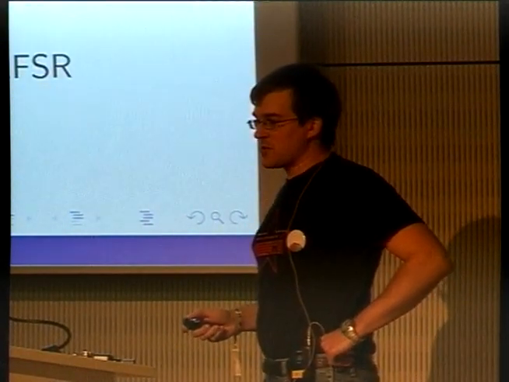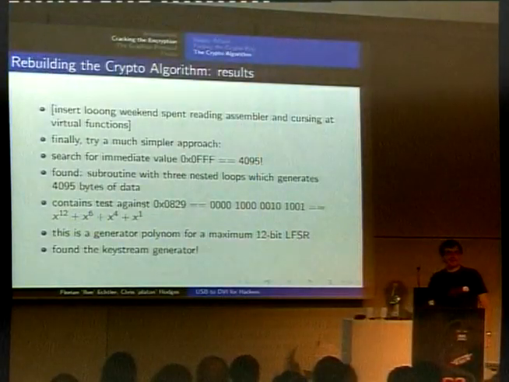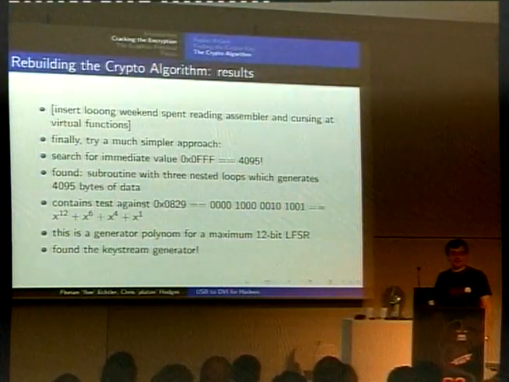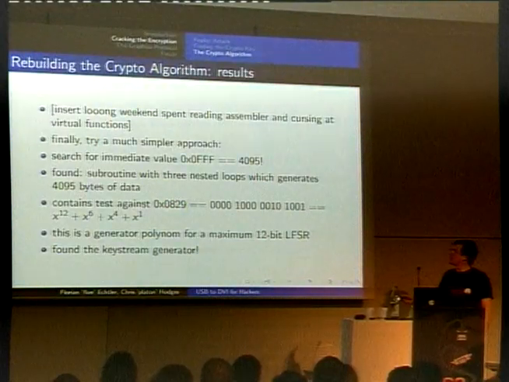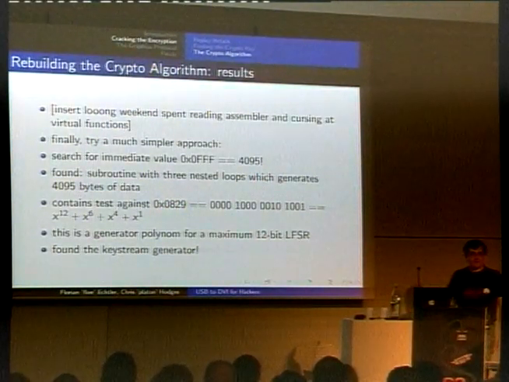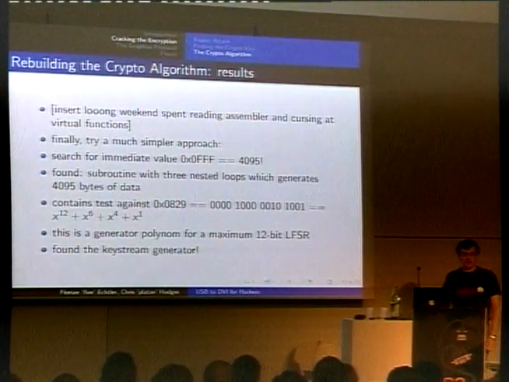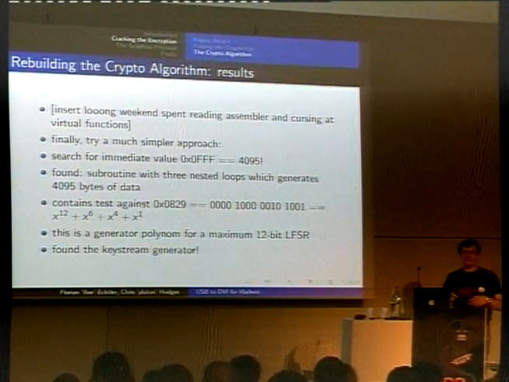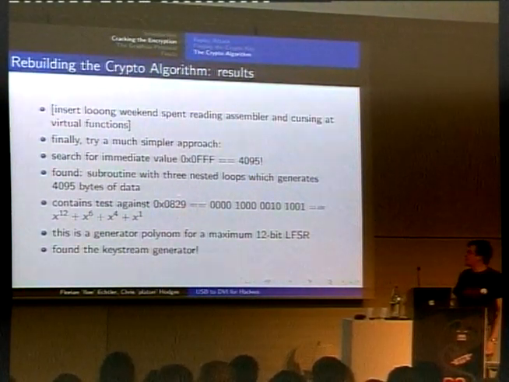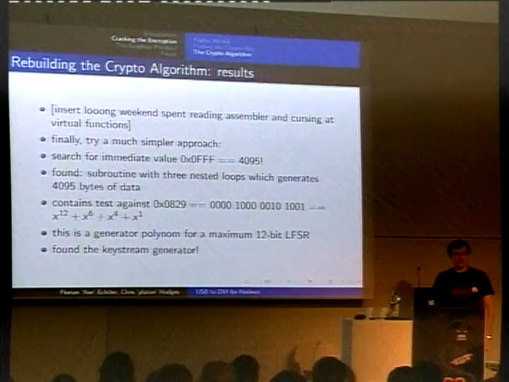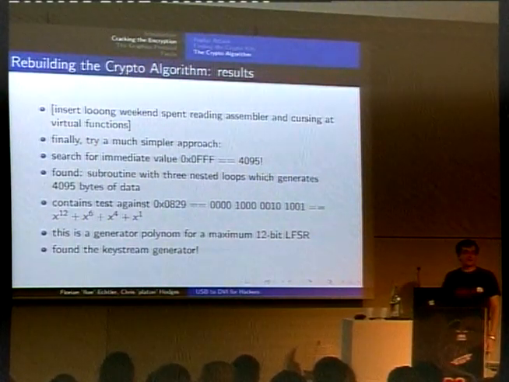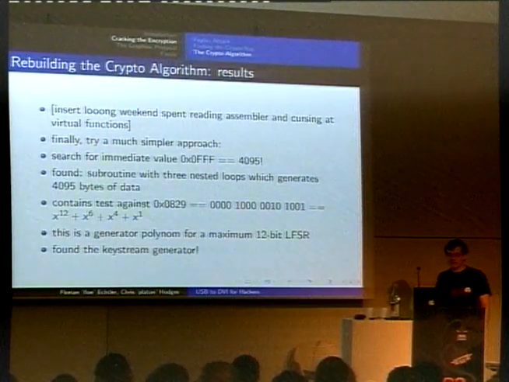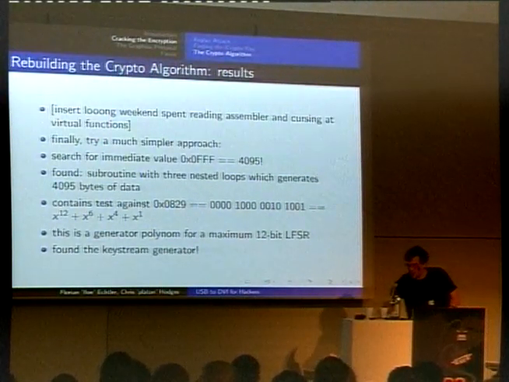When you check, for example, Wikipedia on LFSRs, you always need a generator polynomial, and only certain ones of these generator polynomials actually generate a maximal LFSR. Well, this one is one of them, so we were pretty certain at that point that we had found the keystream generator.